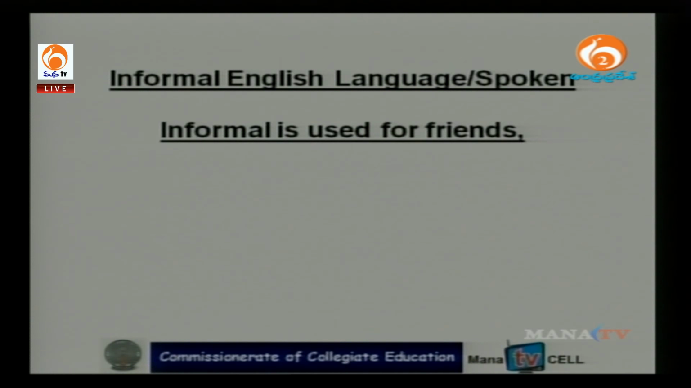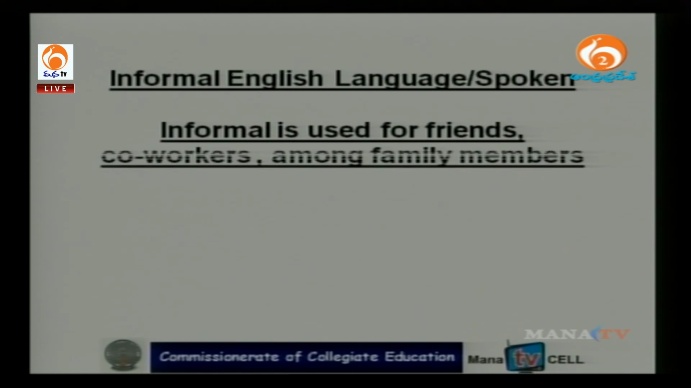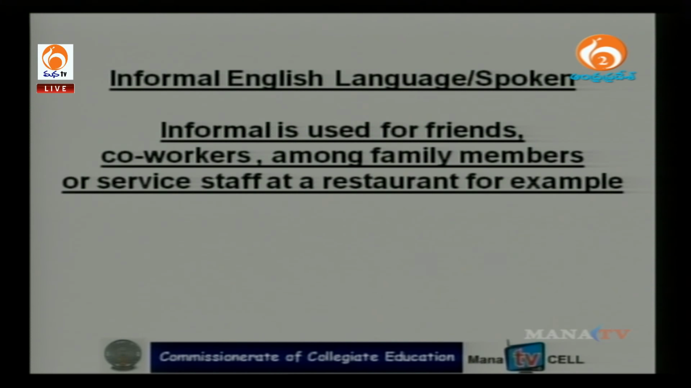Now, look at this. Informal language is used for friends, co-workers, among family members, or service staff at a restaurant, for example. So, informal is used with friends, co-workers, among family members. It is acceptable in such situations.